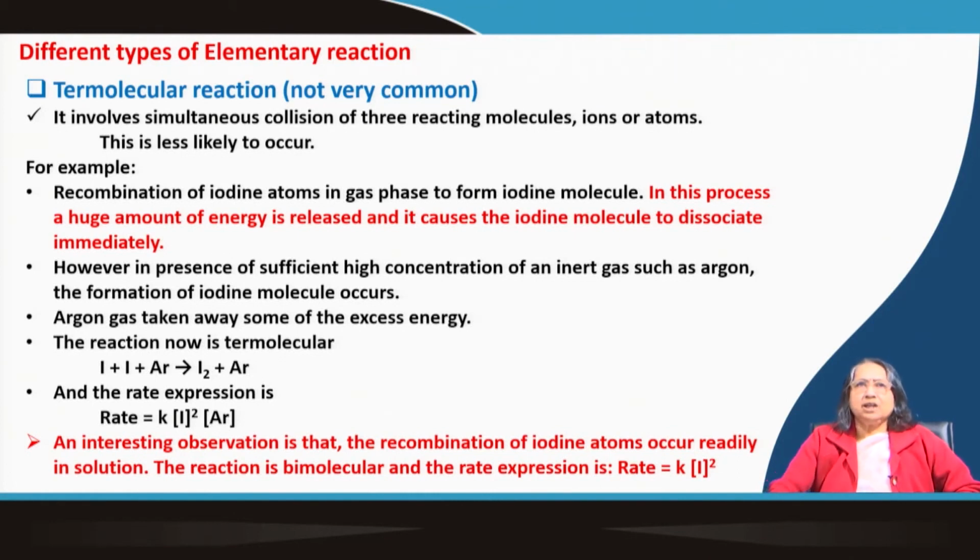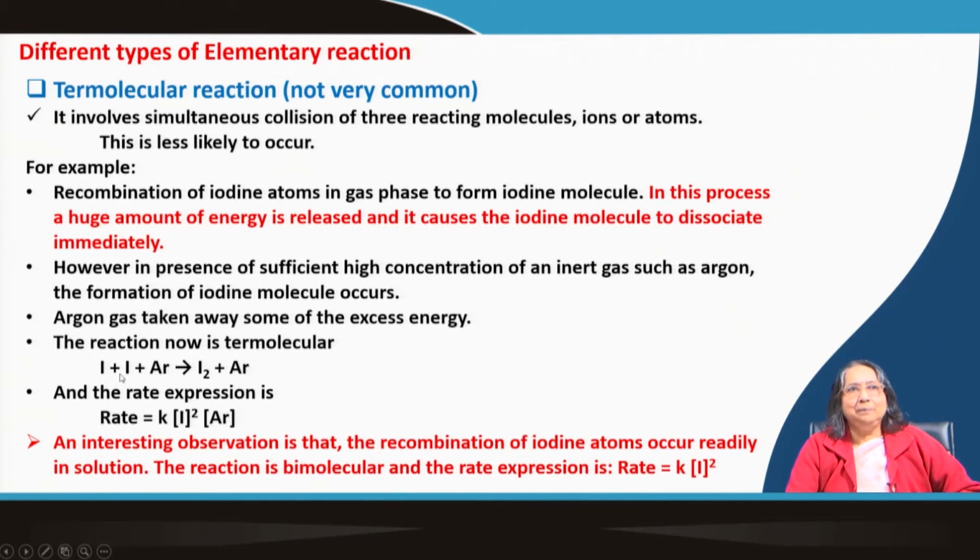However, in presence of a sufficiently high concentration of an inert gas, like argon, then what will happen? Then the argon will take out some of the excess energy, okay, and then the recombination is possible. So, argon has taken away some of the excess energy and the reaction now can occur, and it is nothing but a termolecular reaction.